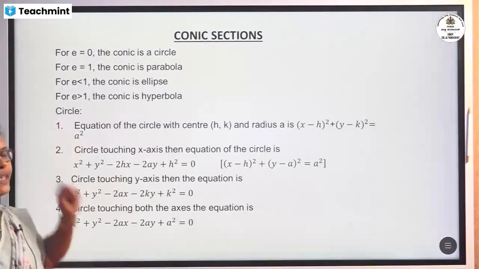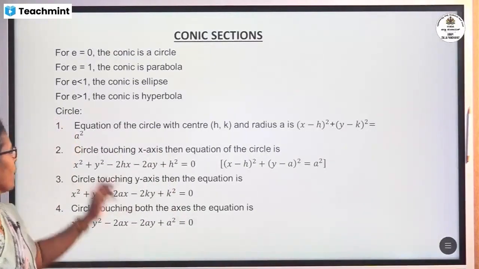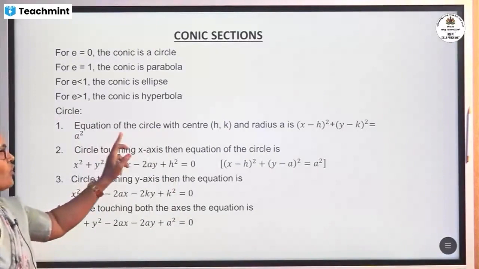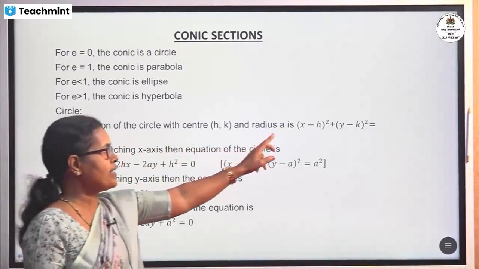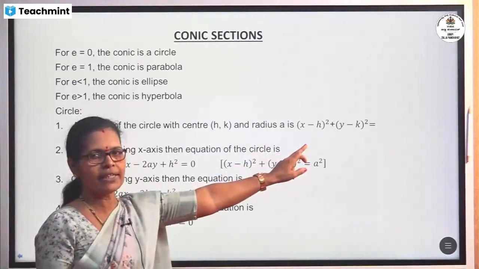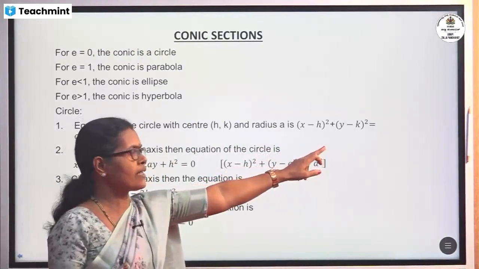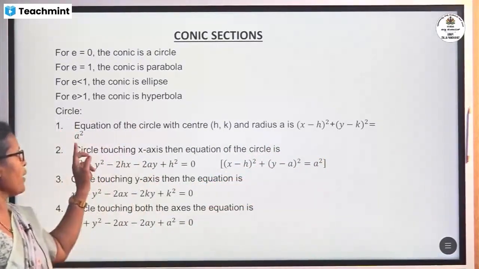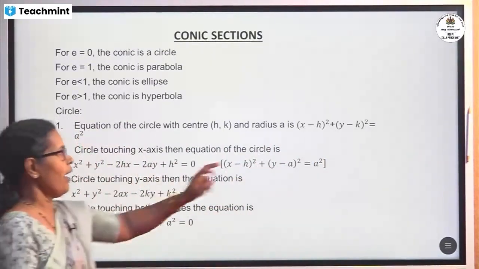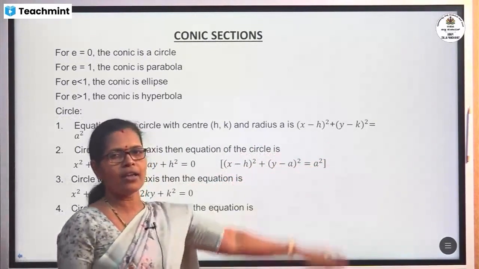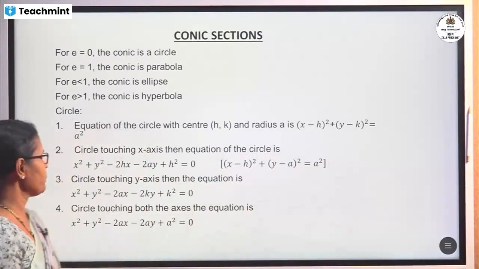First we have to see about the circle. First one, the equation of the circle with center (h, k) and radius a is (x minus h) whole square plus (y minus k) whole square equals a square, where a is the radius of the circle and h and k are the center of the circle.